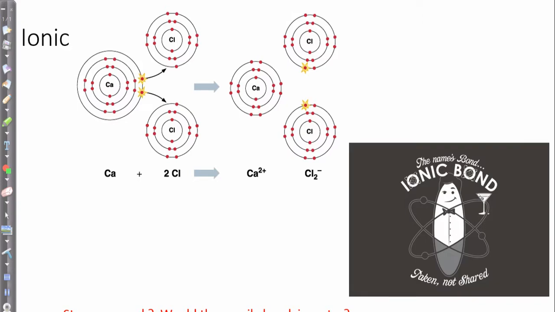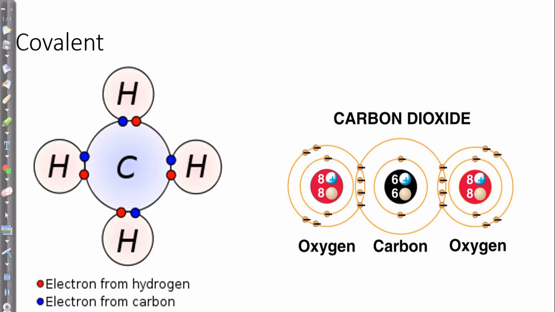So here the name is ionic bond, taken, not shared. The point of this little cartoon is that the electrons get transferred from calcium in this case to the chloride ion, and that's why this taken is referring to the transfer and not the sharing. That's important because a different kind of bond, covalent bonding, is when the electrons are shared. Important word, shared between 2 different atoms.